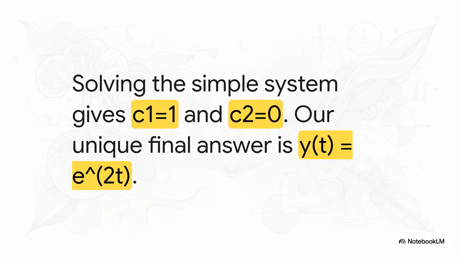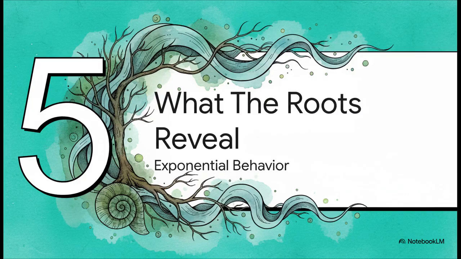And hey, solving this system is a piece of cake. If you just add the two equations, the c2's cancel out, and you get 2 times c1 equals 2, so c1 has to be 1. And that means c2 must be 0. We plug these specific constants back in, and we get our final unique answer, y of t equals e to the 2t.